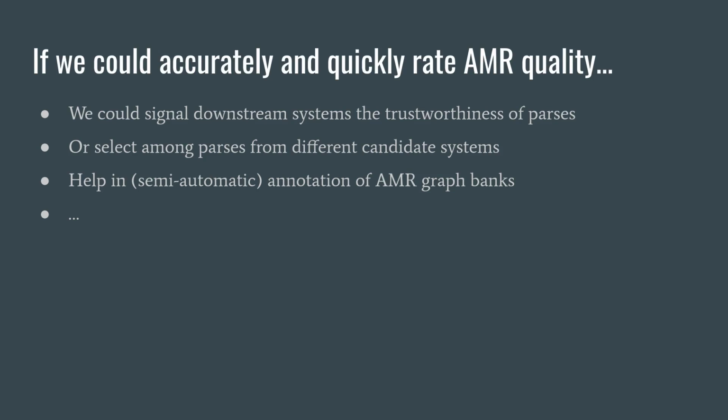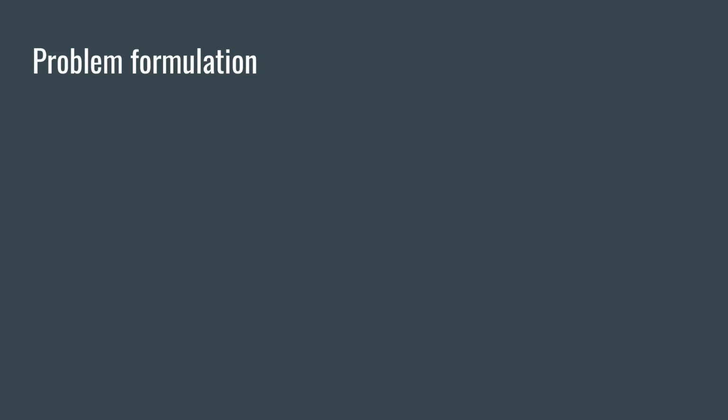We could select among parsers from different candidate systems, choosing the most trustworthy one, or we could help in semi-automatic annotation of AMR graph banks by letting humans only correct the most flawed parses, or to let the system serve as an additional, cheap sanity check of human annotations. So this is our problem formulation.